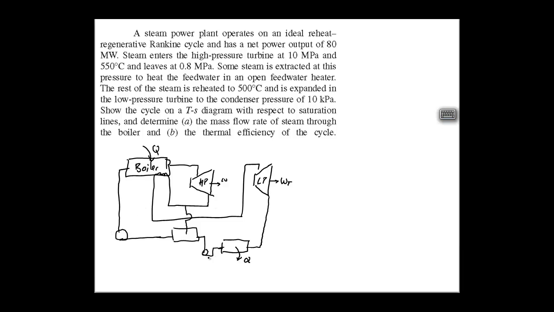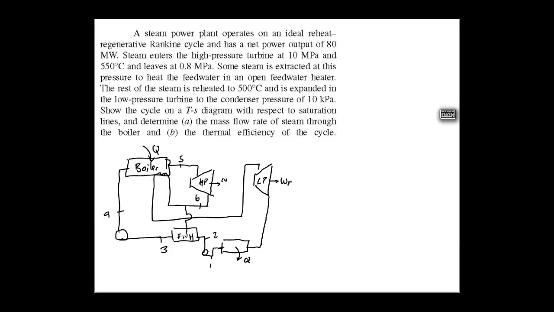So let's start numbering our states. This will be 1. The outlet of the pump is 2. The outlet of the feed water heater is 3. Outlet of the pump and entrance to the boiler will be 4. This will be 5, the exit of the boiler, and then this is kind of tricky, this is 6. So condition 6 is the extraction of the high pressure turbine, and the pressure will remain constant. All of this will go back to the boiler.